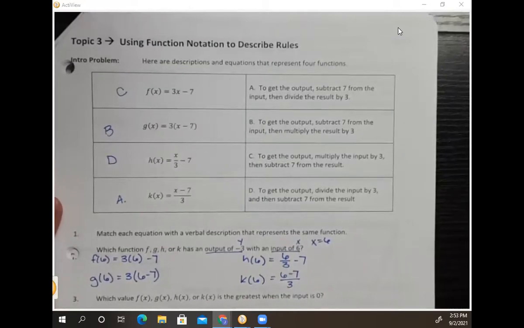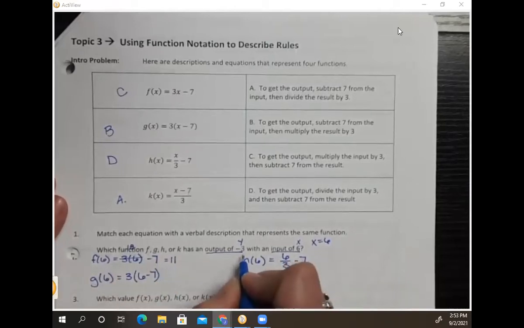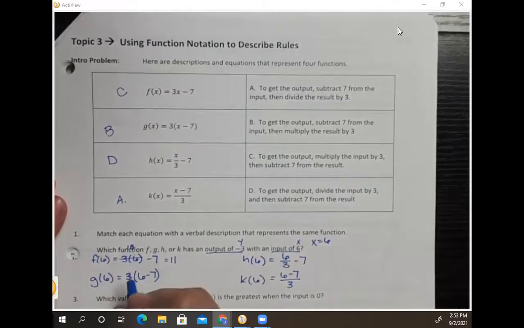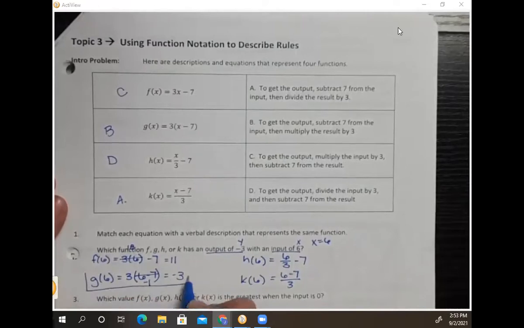So I'm going to plug in 6 for each of these and then simplify. Remember to follow order of operations here. So for f, I'm going to start with 3 times 6. That gives me 18. 18 minus 7 is 11. That's not the output I'm looking for. For g, inside parentheses first, 6 minus 7 is -1. 3 times -1 would be -3. That's the output I'm looking for. So function g would give me that output if I input 6.